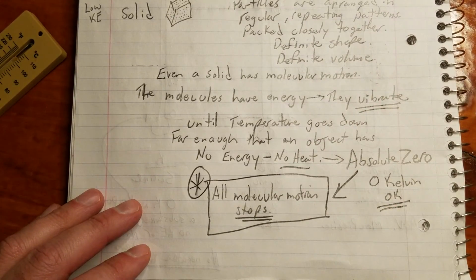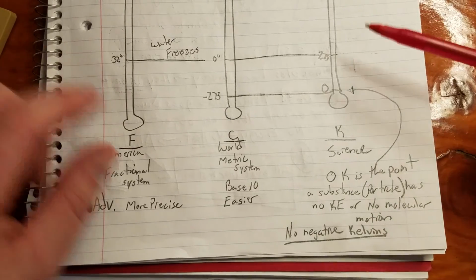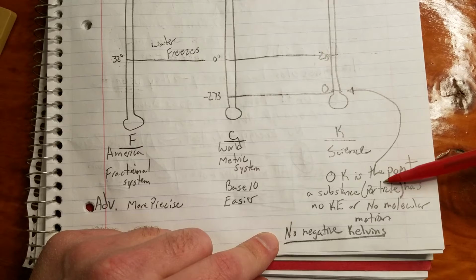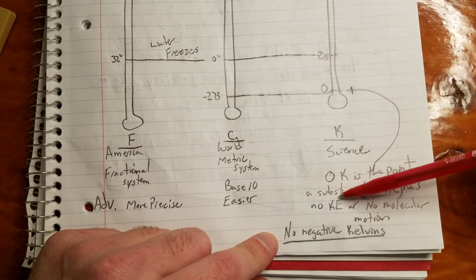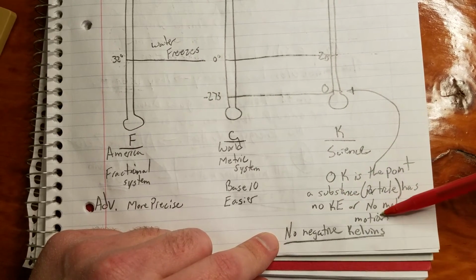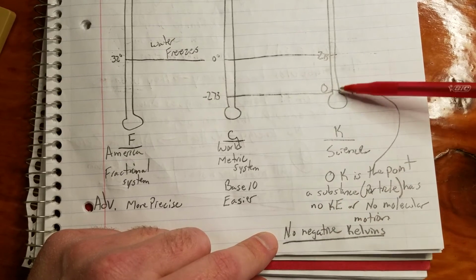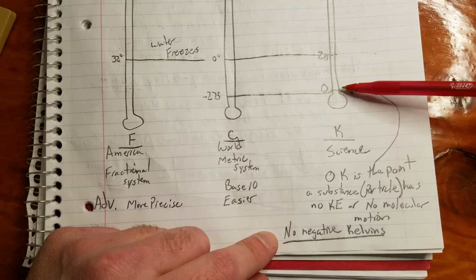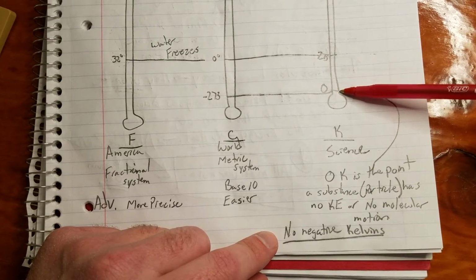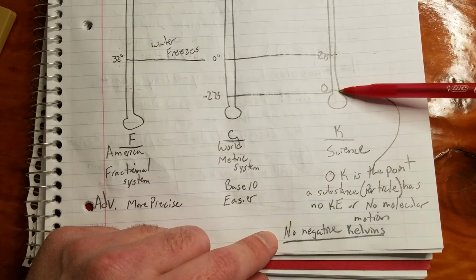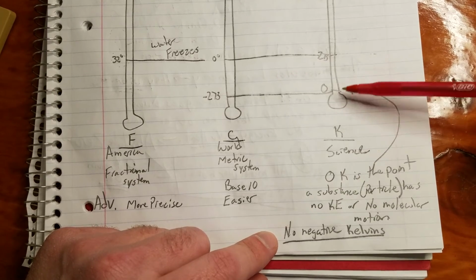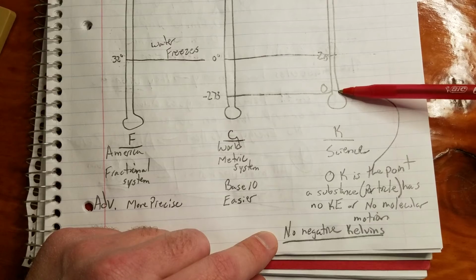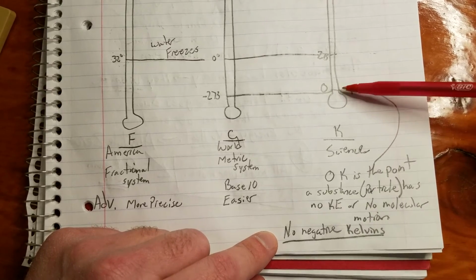Let's go back to that thermostat. On here, that point 0 is the point where a substance's particles have no kinetic energy or no molecular motion. You cannot have negative kelvins because at 0, there is no heat. There are no joules of energy. So you cannot have less than none. Okay? This substance doesn't owe energy to somebody else. It's not a negative balance. No. It has no energy.